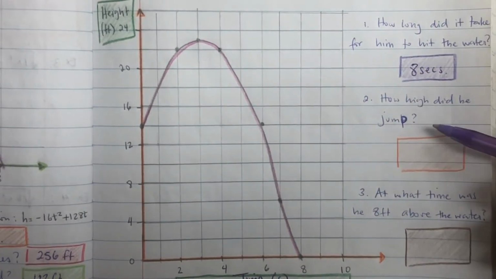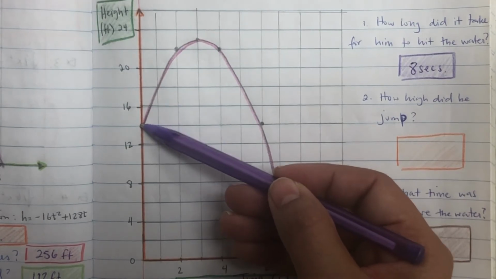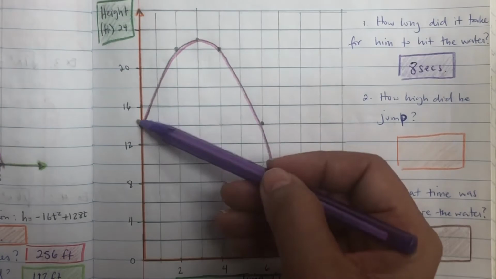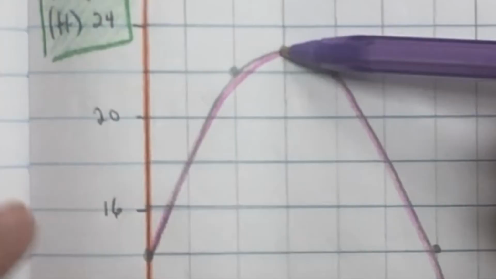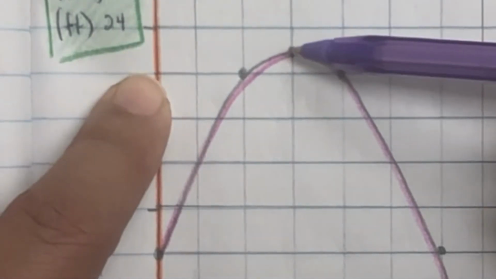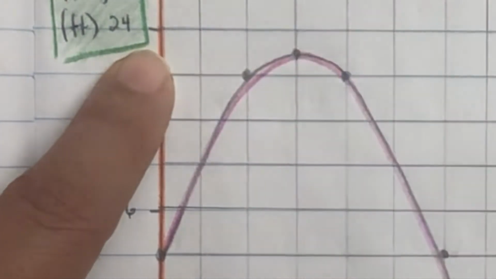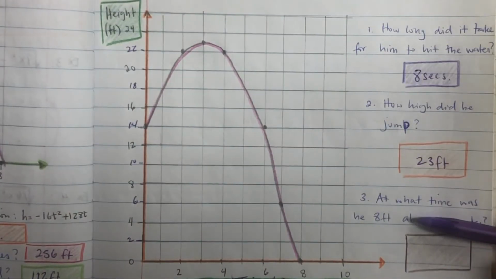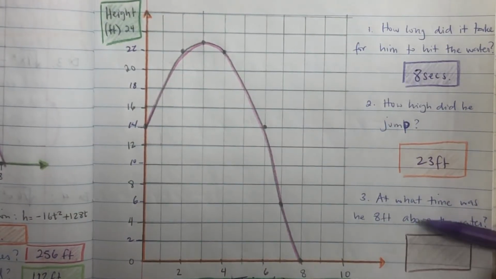How high did he jump? So he started here, he jumped up, and then he started going down, right? So how high did he jump? So what's the tallest point? Right about here. So if this is going up in 16, 18, 20, 22, maybe 23. So 23 feet. Last question, at what time was he 8 feet above the water?